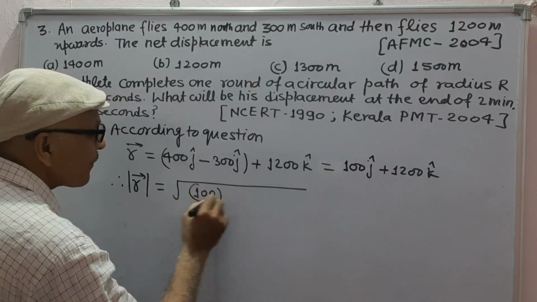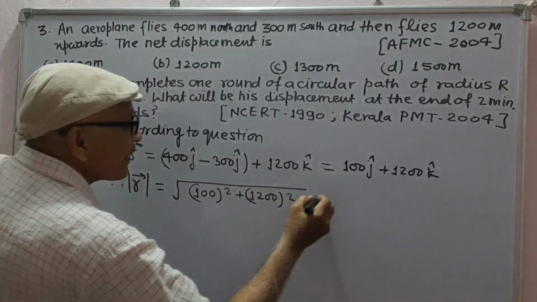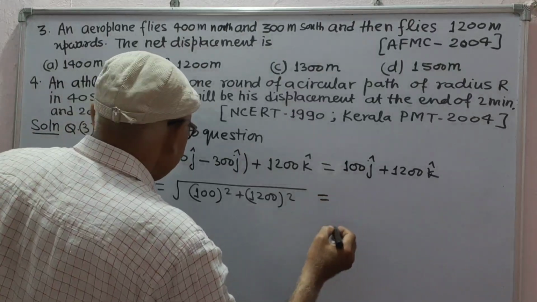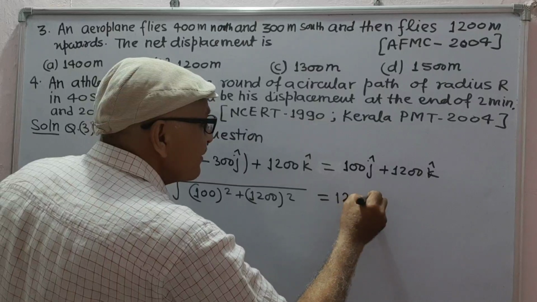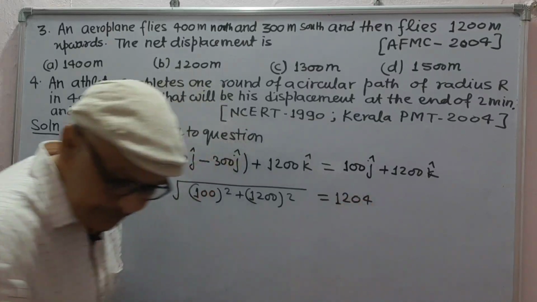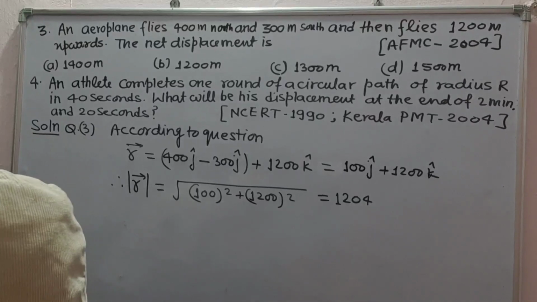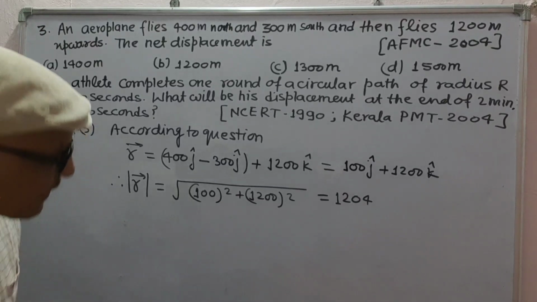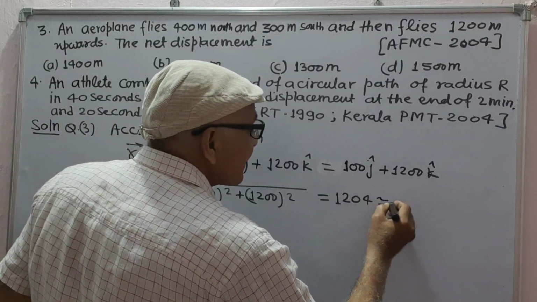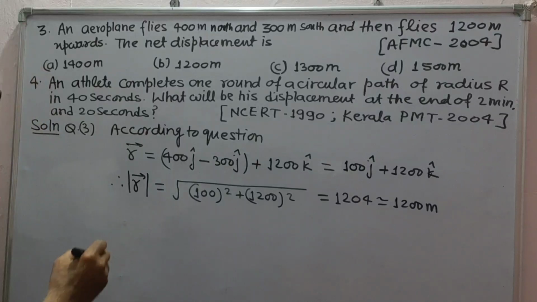square root of 100 square plus 1200 square, and it gives 1200 for, which is nearly 1200 meters. So, the correct option will be B.